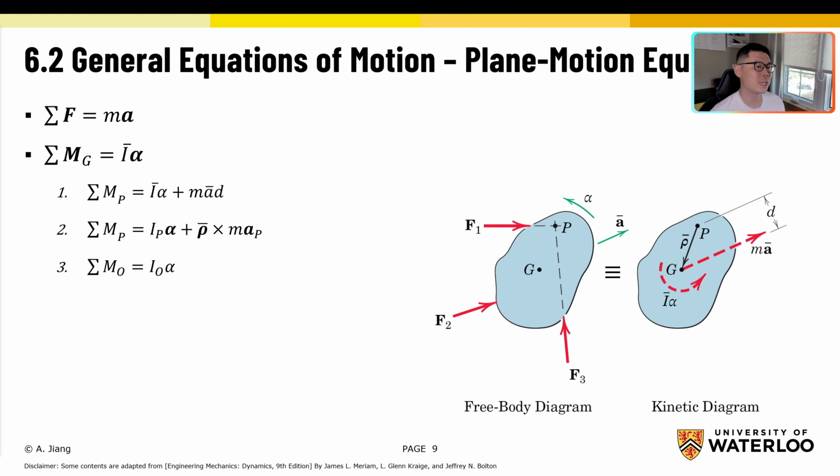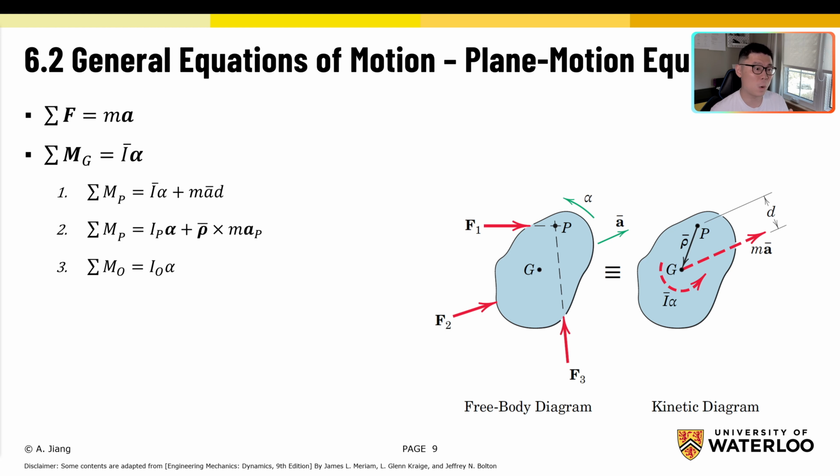Back to these two general equations. With some manipulation, the sum of moments equation can have three other alternative formats that sometimes can be more useful than the original one, depending on the situation you're dealing with. Equations 1 and 2 are similar, as one is in scalar form and the other is in vector form.